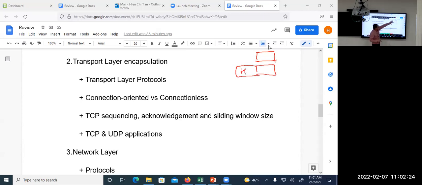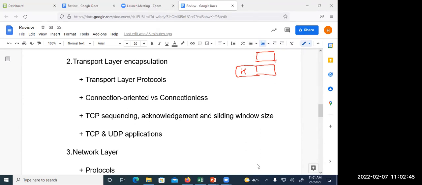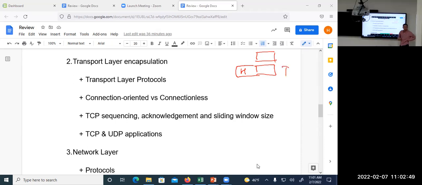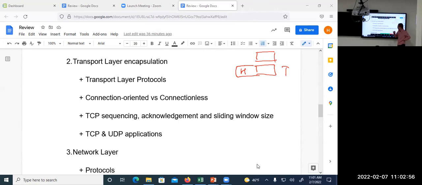So what do you think information is in the header in the transport layer? IP address? Looks like this. IP address is not correct. What information in the header of the transport layer do you have? Port number? Yes, the port number. The correct one is the port number.